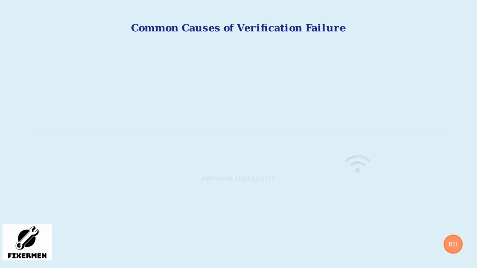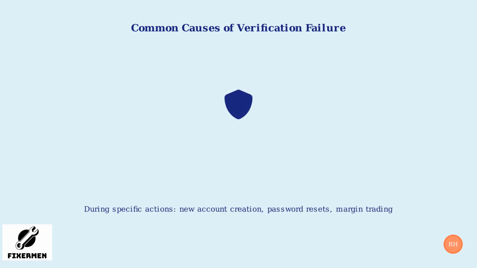Network instability is a frequent trigger. Weak or unstable internet connections interrupt the verification process, preventing successful communication with Robinhood's servers and third-party services. Error 1003 can occur during specific actions like creating a new account, resetting your password, or accessing margin trading features. These processes require additional verification checks that are more prone to failure.